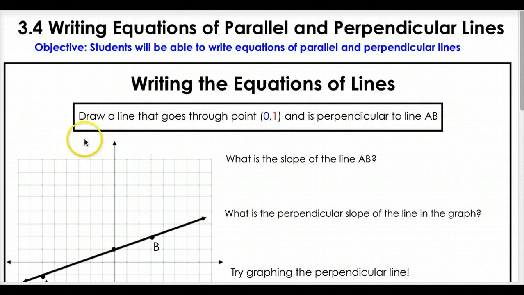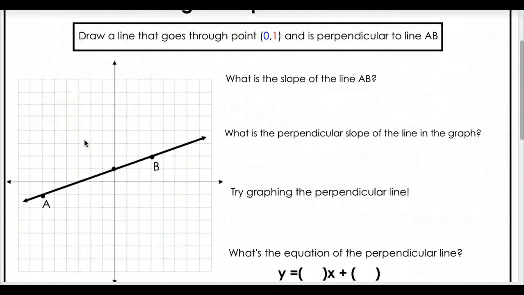We're going to try to draw a line that goes through point (0, 1) and is perpendicular to line AB. How would I even do that? Well, if I'm going to draw a perpendicular line, probably a good thing to know would be the slope of the original line, line AB. So let's draw that out. We start at this point and go to B. It goes up 1 and over 3. So our slope is m equals 1 over 3.